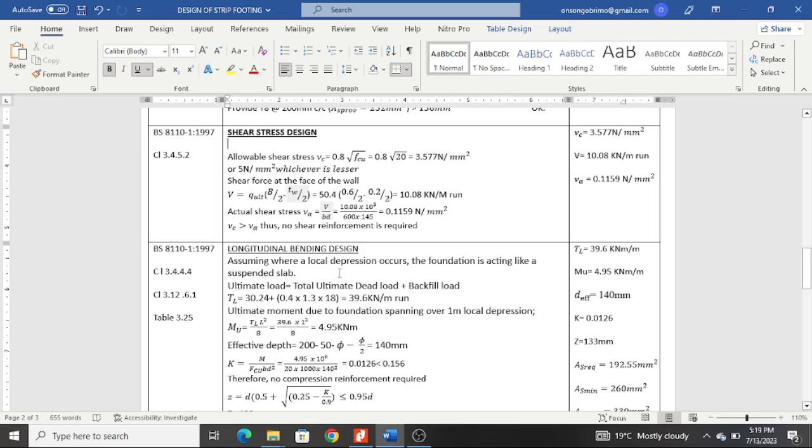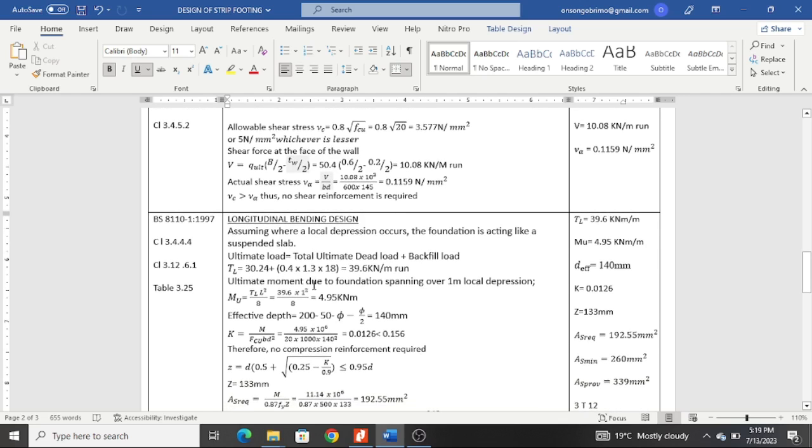So you assume a local depression, and within this region we assume that the strip is now going to behave like a suspended slab, and you design it basically like a suspended, simply supported slab. So first of all, you determine the ultimate load. To determine the ultimate load, you take the total ultimate dead load that we had determined from above, and then you add the backfill load.